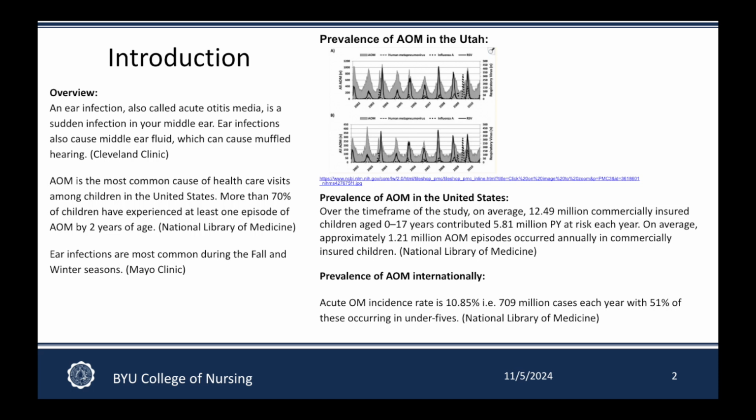Here is a chart of the prevalence of AOM in Utah. The first line represents children ages 0 to 4, and the second line represents children ages 5 to 17 years old. For the prevalence in the United States, there was a study done where 5.8 million patients were at risk each year, and there were on average 1.21 million episodes annually among insured children, and the study was done between 1998 and 2018.